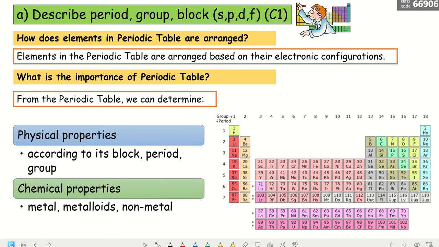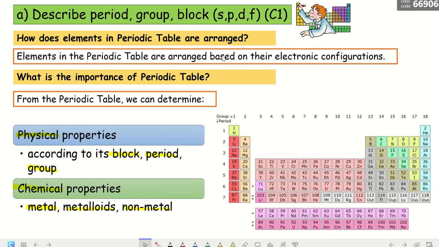Right. So what is the importance of the periodic table? Why do we need to learn the periodic table? Because from the periodic table we can learn its physical properties. The physical properties depend on its block, period, and also group. Next, we can determine the chemical properties based on the properties of the element, whether it is metal, metalloid, or non-metal.